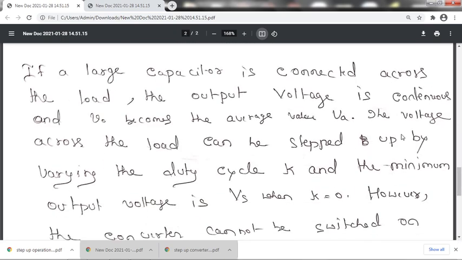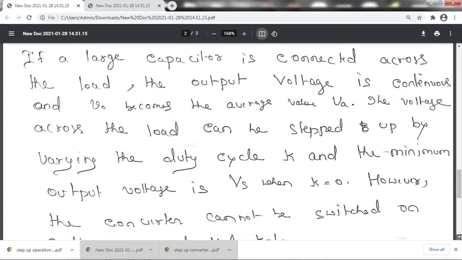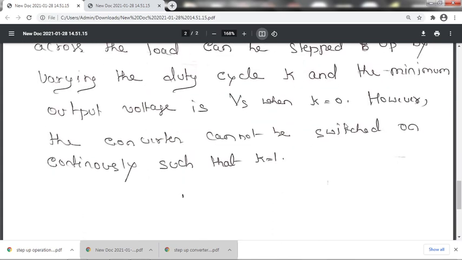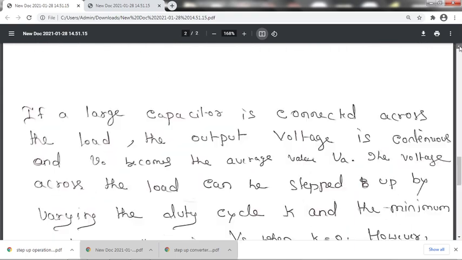Next, if a large capacitor is connected across a load, the output voltage is continuous and V0 becomes the average value, because practically we connect a large capacitor across a load so that output voltage is continuous. The output across a load can be stepped up by varying the duty cycle k, and the minimum output voltage Vs is when k is equal to 0. However, the converter cannot be switched on continuously such that k is equal to 1. So k equal to 1 is not practical.